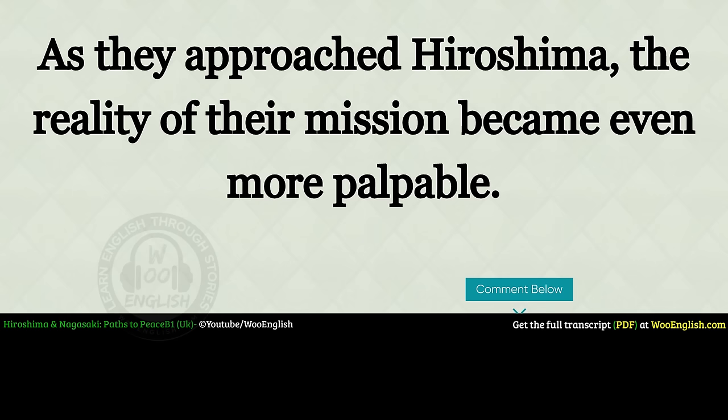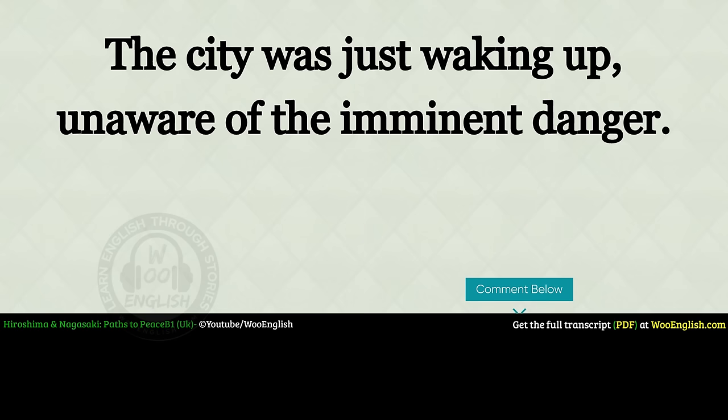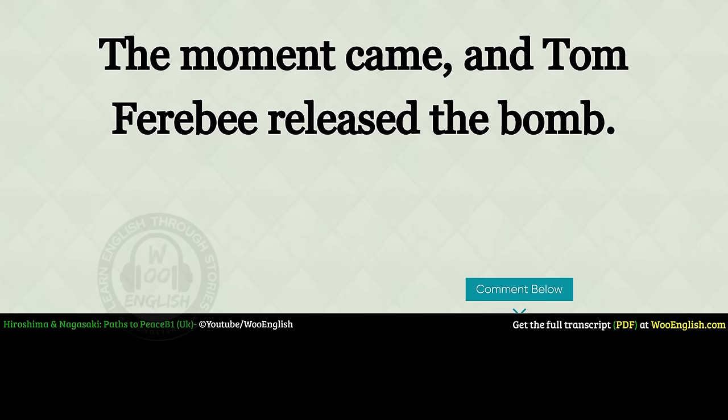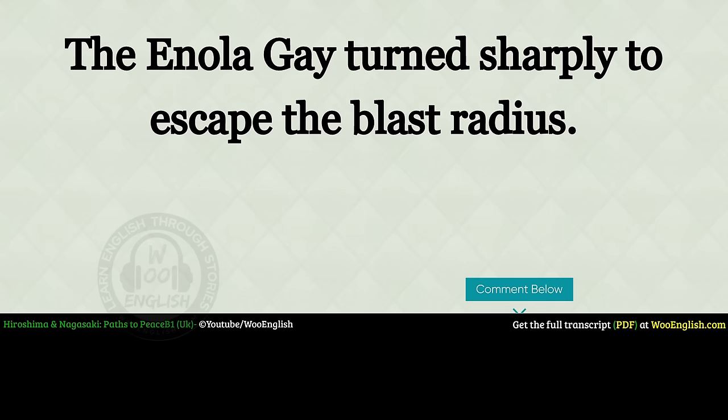As they approached Hiroshima, the reality of their mission became even more palpable. The city was just waking up, unaware of the imminent danger. From above, it looked peaceful, a stark contrast to the destruction they were about to unleash. The moment came, and Tom Farabee released the bomb. The Enola Gay turned sharply to escape the blast radius.